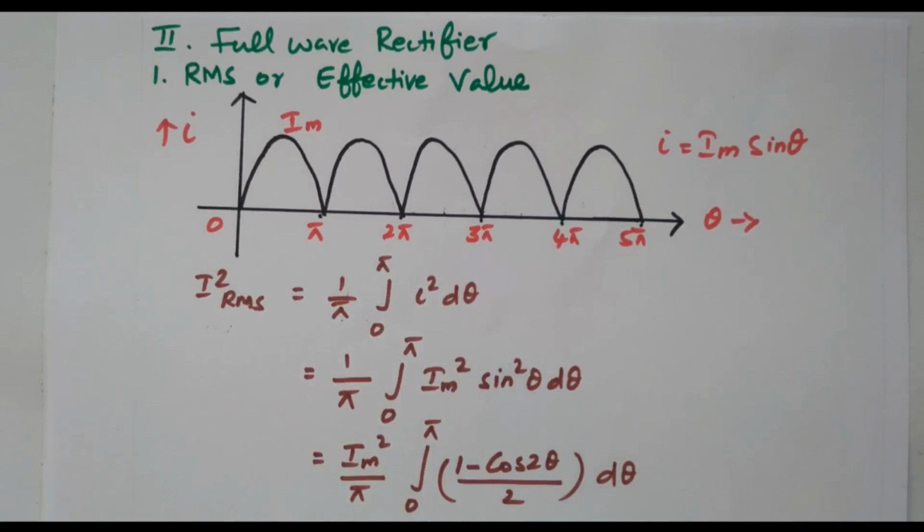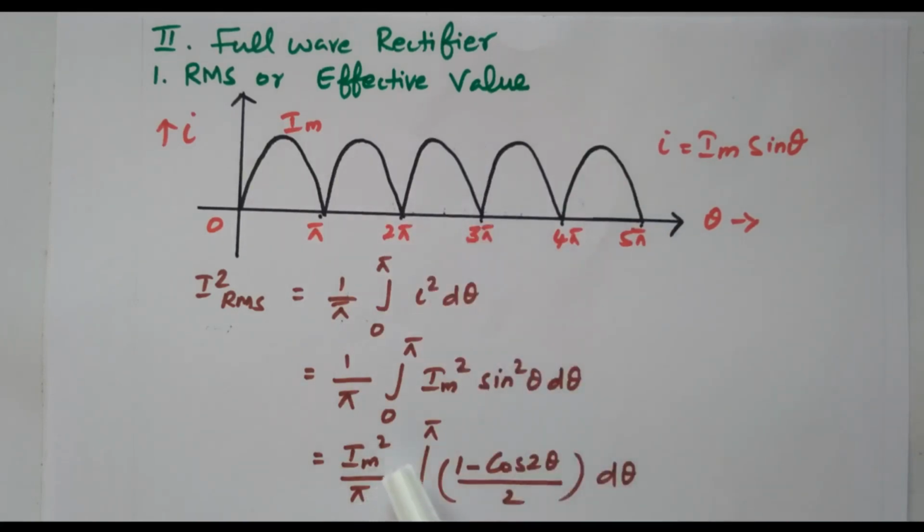i square d theta. Why are we taking pi here? Previously we had 2 pi, because here every half cycle is symmetrical. 0 to pi is symmetrical with pi to 2 pi, 2 pi to 3 pi. Every half cycle is symmetrical, so we need to consider only one half cycle. The next half cycle is similar to the first one. But in the case of a half wave rectifier, from 0 to pi the voltage is available, and from pi to 2 pi the voltage is not available, so we took the full cycle. Here only a half cycle is enough, because the waveform is symmetrical in every half cycle.